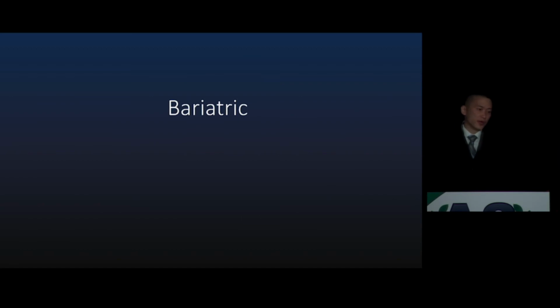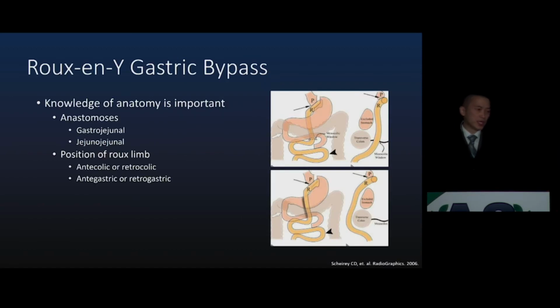Next, we'll move on to bariatric cases. We'll focus mainly on gastric bypass. In these cases, knowledge of anatomy is very important. We should know the presence of the two anastomoses, the gastrojejunal and the jejunojejunal, and we should be able to locate them on a scan. Position of the Roux limb is also very important. Oral contrast may help in these cases for identifying these findings.